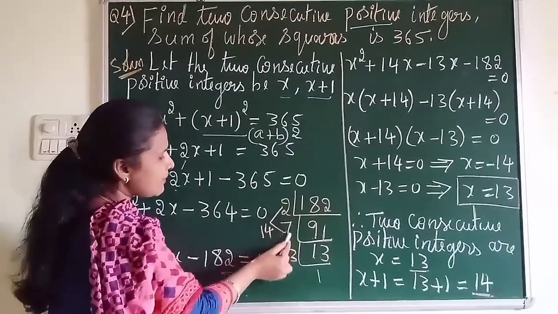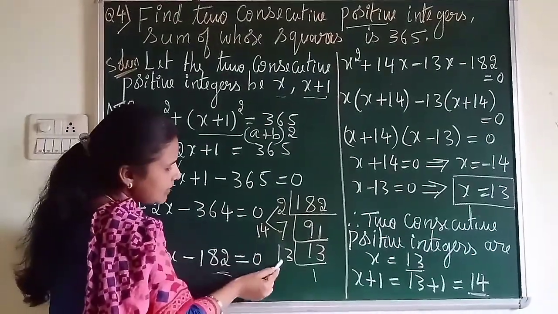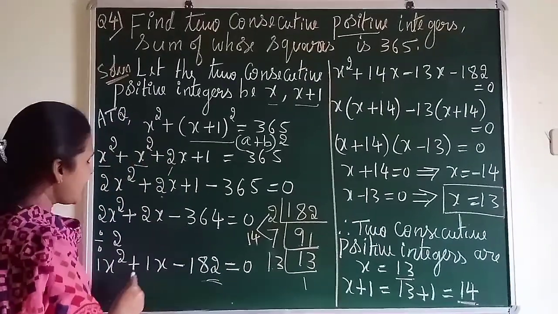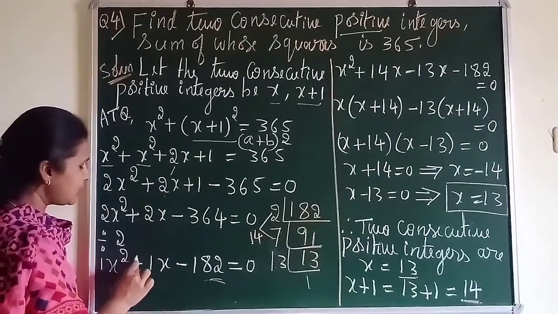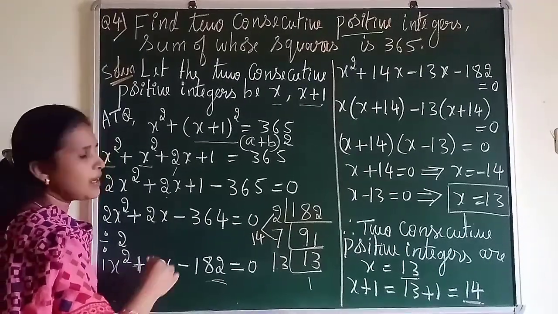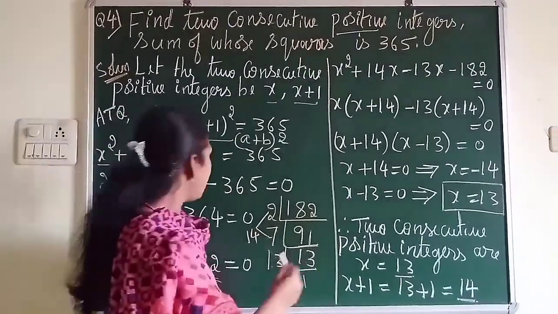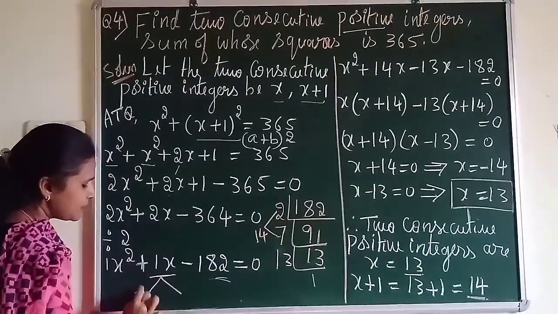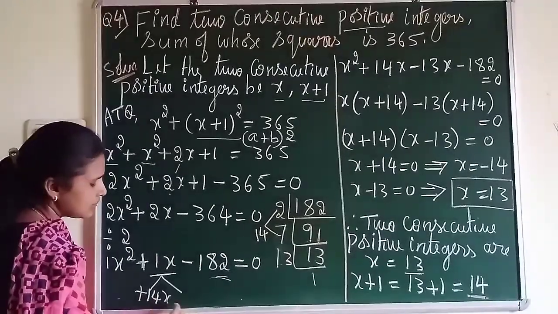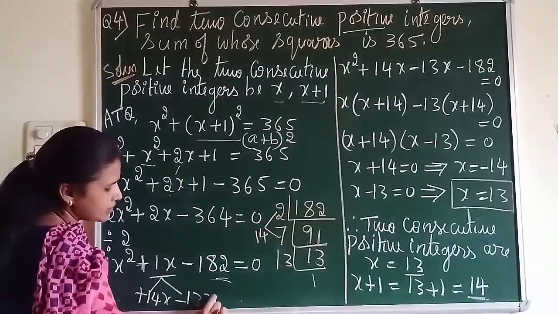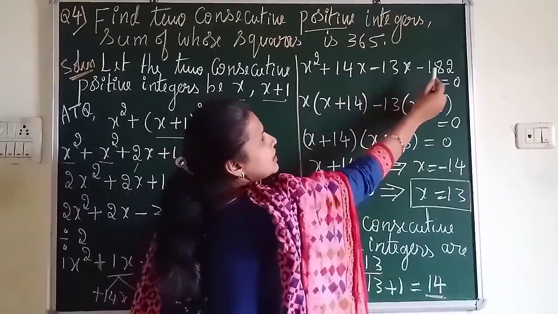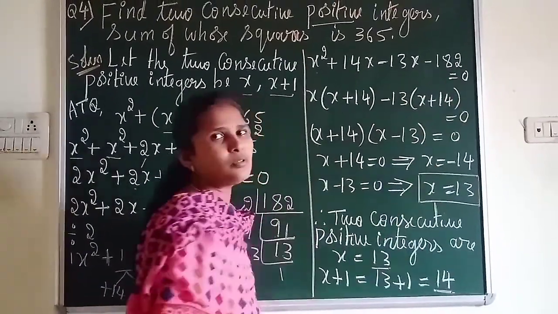So you can see 2 7s are 14. So 14 and 13, when I subtract, 14 minus 13 is 1. And as you know, in the middle you have plus 1, so I have to take plus 14 and minus 13. So split the middle term, that is 1x can be divided into plus 14x minus 13x. So here x square plus 14x minus 13x minus 182 equal to 0.